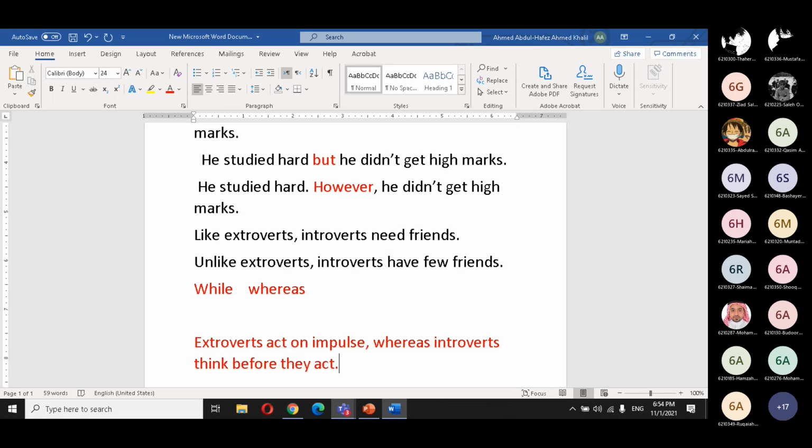Okay, so when you talk about different things, you can say they are different. You can say unlike. Unlike shows that they are different. You can use but. You can use however. You can use while. You can use whereas to show that two things are different. Okay.